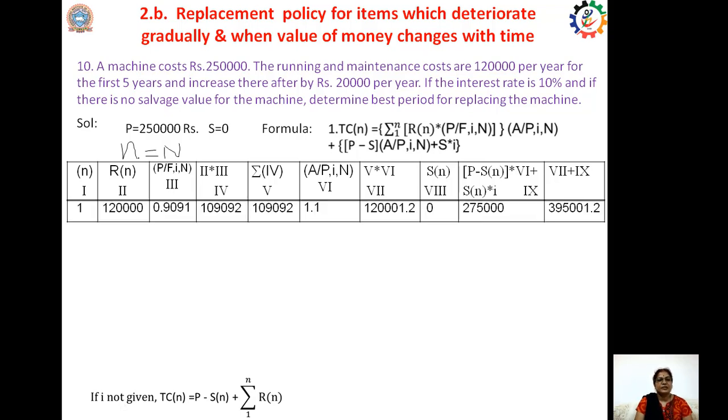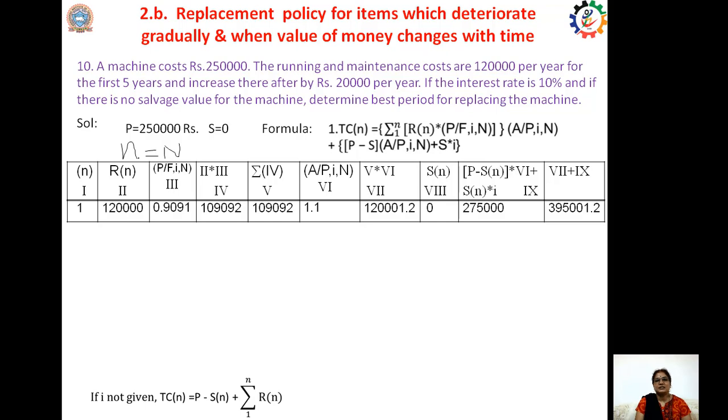So let us see. First year, Rn you pick from this, 1,20,000. P given F is from the table, you can just check. For 10%, for n is equal to 1, P given F is this value. This into this, you get this. Then sum it up, so the first value is as it is. From the table once again pick 10%, n is equal to 1, A given P value. Multiply this and this, you get this. Then salvage value, record from the question, the given data, 0. And then you have to show a specimen calculation, two or three.